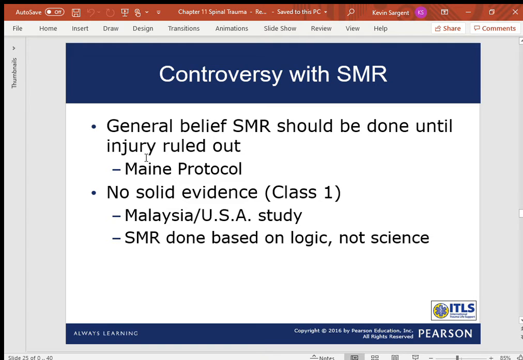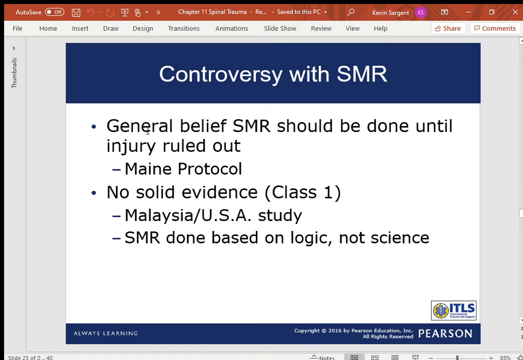Controversy of spinal motion restriction. Paramedics are generally all-or-never people at times, type A. Generally they believe spinal motion restriction should be done until injury is ruled out. So what this means is you want to go ahead and manually secure the C-spine until you rule out major issues. There's a main protocol which is in this PowerPoint set you guys can look at. Or is there no solid evidence, class 1?